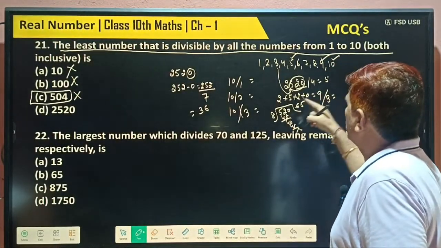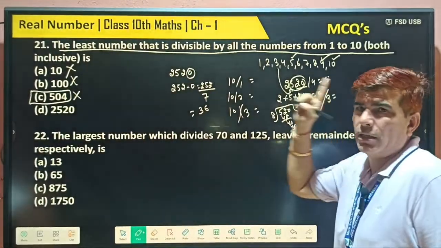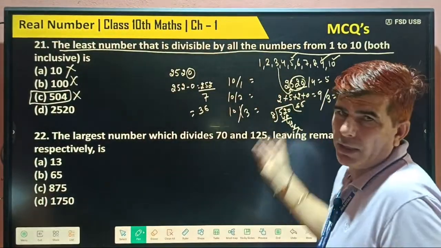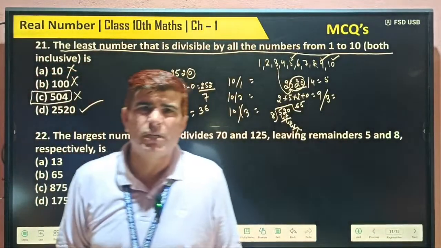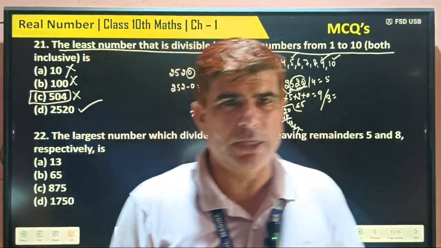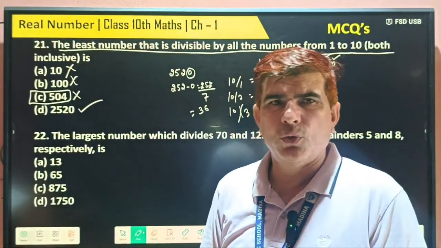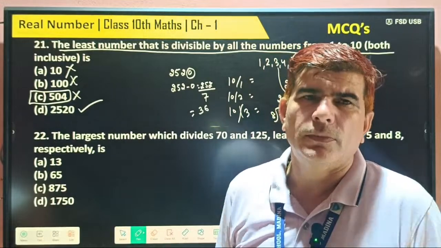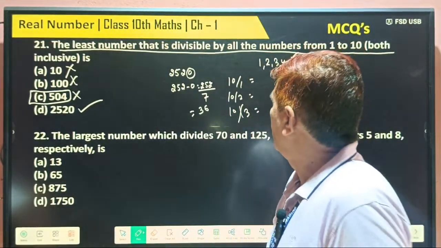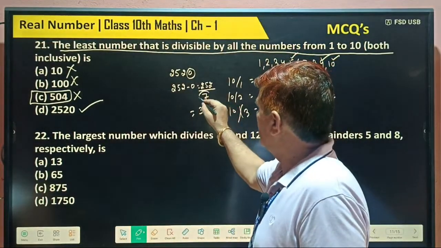Divisible by 9 also. Why? Because the sum is 9, and 9 is divisible by 9. And it's already divisible by 10. So what's your answer? I already told you, but I'm telling again. In this way we can revise the divisibility rules of 2, 3, 4, 5, 6, 7, 8, 9, 10. Understood?